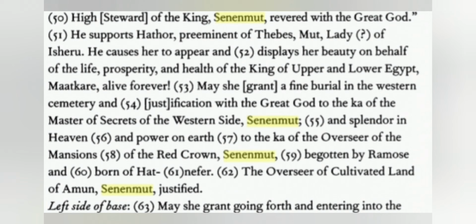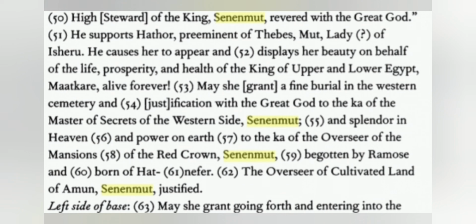And it says, high steward of the king Senemnut, revered with the great god. He supports Hathor, who's a calf deity, preeminent of Thebes, Mut, lady of Ashuru. Ashuru is a river. And we know that Mut had several adopted children like Khonsu. But it says that he caused her to appear. So Senemnut caused her to appear and displays her beauty on behalf of life. So Senemnut caused her to become beautiful.